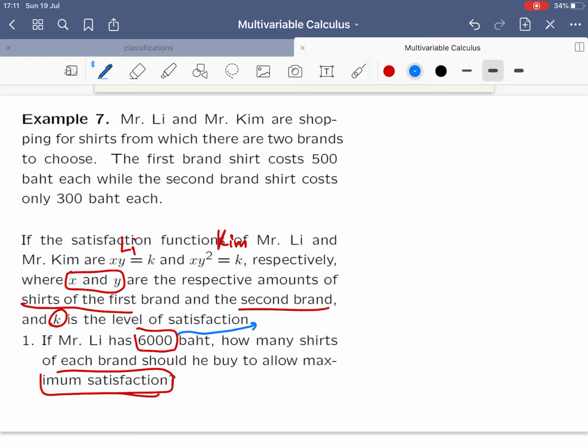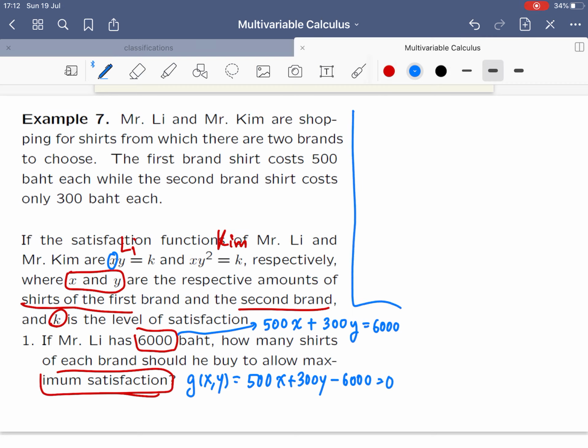The constraint is that if you buy only one shirt of the first brand, you pay 500, but you are going to buy x of them, so you have to pay 500x. And if you buy one shirt of the second brand, you pay 300, but you are going to buy y of them. So this added together cannot go beyond 6,000, but you are going to maximize your satisfaction, so you just spend all your money. It means that your constraint g(x,y) is 500x + 300y - 6,000 equals 0.